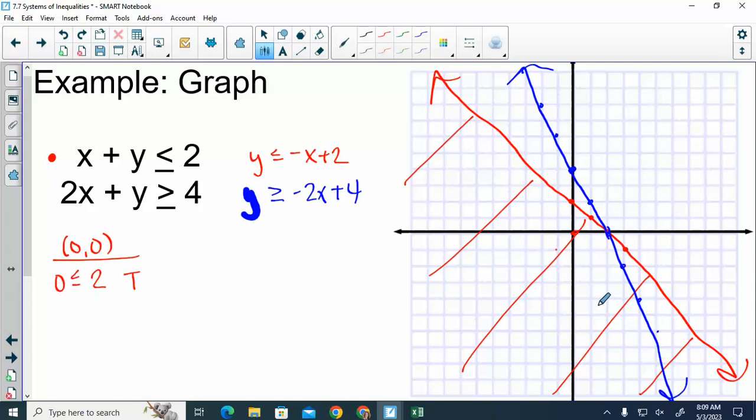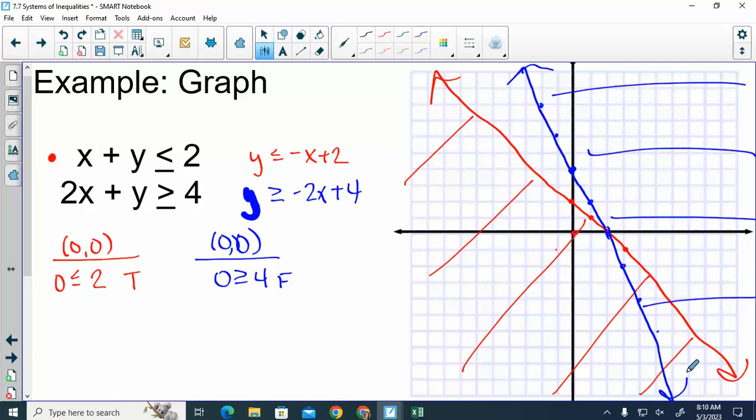And now we have to figure out where to shade. So what do we do? Okay, if you put 0, 0 into that one, you can do the original or this one, doesn't matter. So we would get 0 is greater than or equal to 4. Is that true or false? Oh, you're right. So 0 is not bigger than 4. So 0, 0 does not work. So you shade the other half of the line.